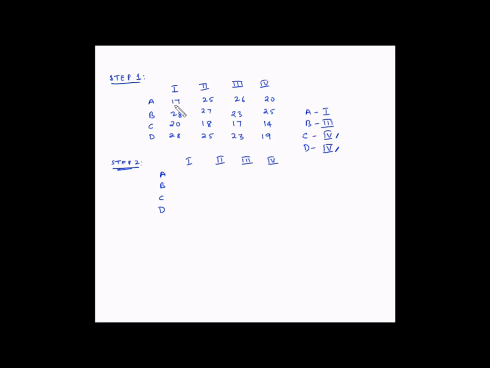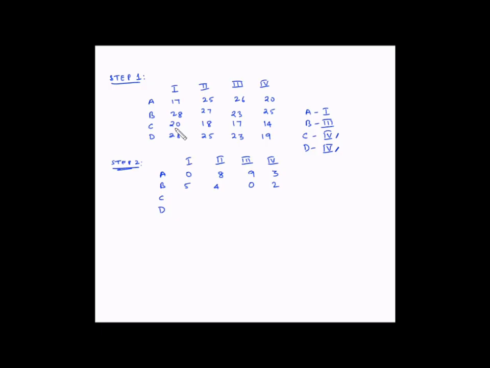So if we go row wise, the lowest number in the first row is 17. So let's deduct 17 from each of the numbers in the row. Then our row becomes 0, 8, 9, 3. For the second row, the lowest number is 23. So let's deduct 23 from each of the numbers in the row. So our row becomes 5, 4, 0, 2.